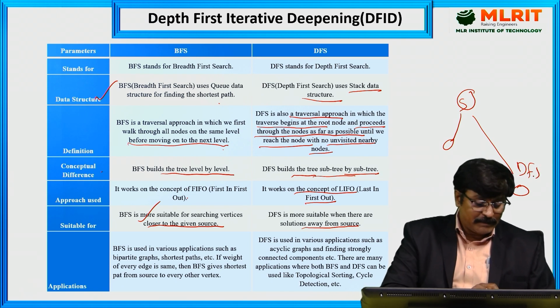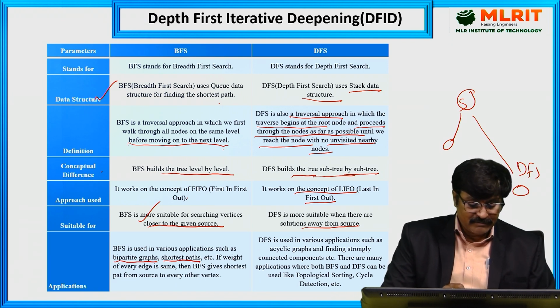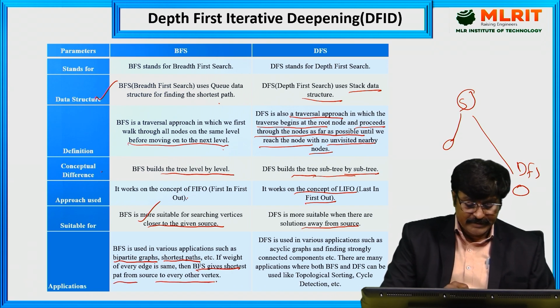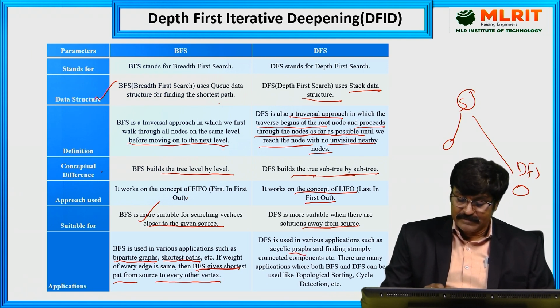And what are the applications? BFS is used in various applications such as bipartite graphs and shortest path finding. If every edge has the same weight, then BFS gives the shortest path from the source to every other vertex. Whereas DFS is used in various applications such as acyclic graphs and finding strongly connected components.